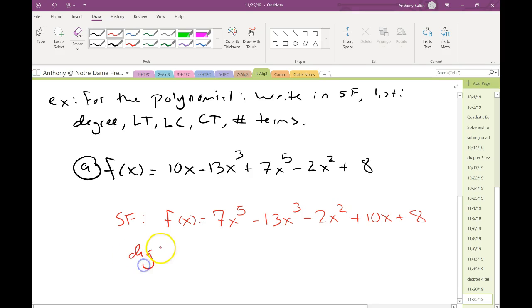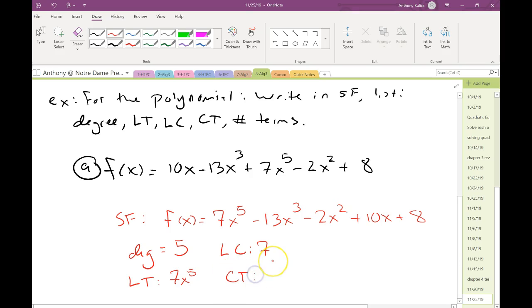What's the degree for this polynomial? 5. Good. How'd you find that? It's the biggest exponent on the terms, right? That's fine. The leading term is 7x to the fifth. And the leading coefficient then is 7. What's up? It's the first one when you write it in standard form. It's the one with the biggest exponent. Yep.